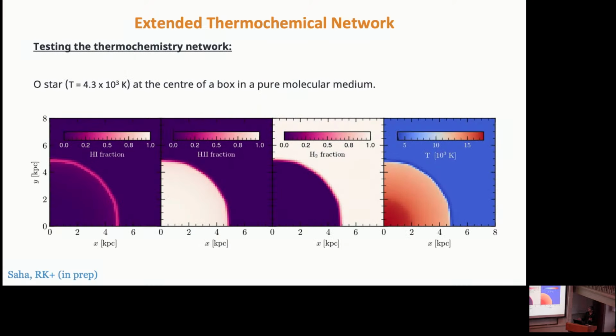Okay, so then we test this extended thermochemical model in a Strömgren sphere test, where we put a star with a surface temperature of 4.3 times 10^3 Kelvin in the center of a box of pure molecular hydrogen, and we do radiative transfer calculations to see how it behaves. You can see here that after some amount of time, you set up a Strömgren sphere. In the center of the Strömgren sphere, it's fully ionized. You have a layer of neutral hydrogen, and then beyond that, you have just H2. So it seems to work.